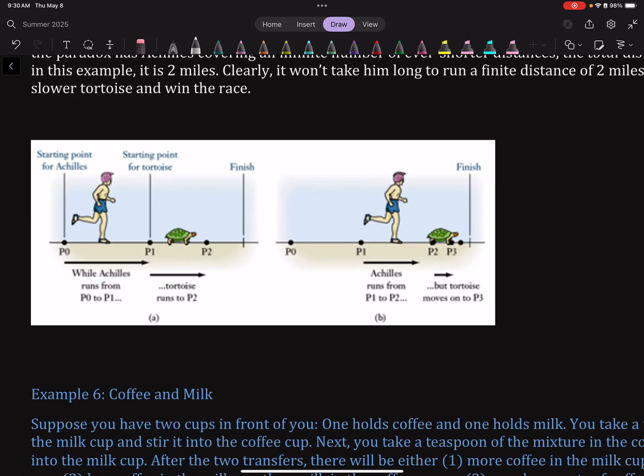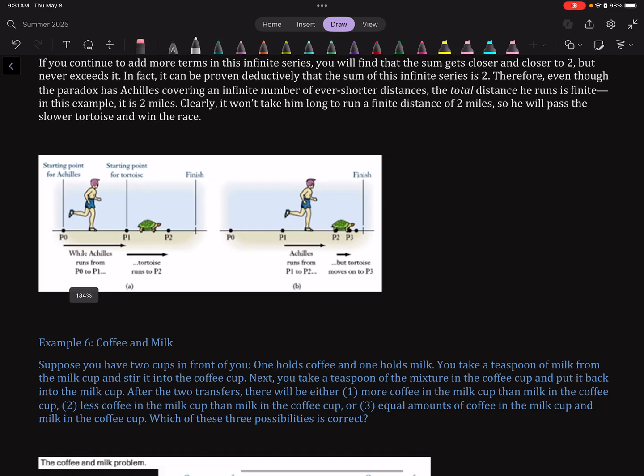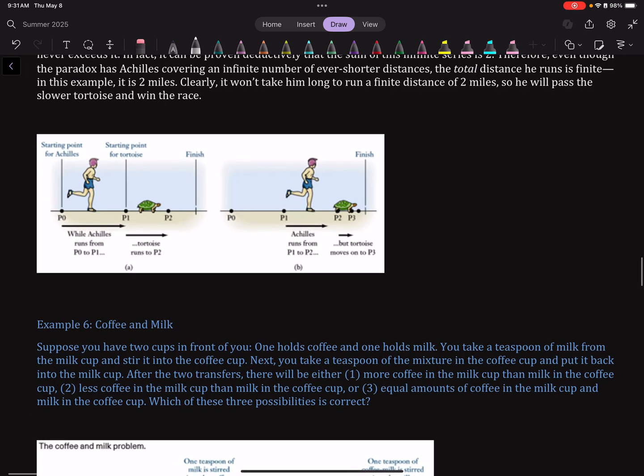The starting point of Achilles is P0, the starting point of the tortoise is P1. Achilles runs from P0 to P1, the tortoise runs from P1 to P2. Achilles runs from P1 to P2, but the tortoise is already moving to P3, infinitely. That's just a paradox, right? It's like, wow, that's a mind trip. It makes sense, but it doesn't make sense. It's just a little bit of history about mathematical paradoxes for you.